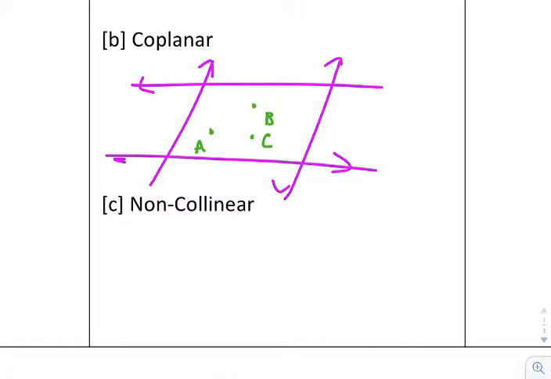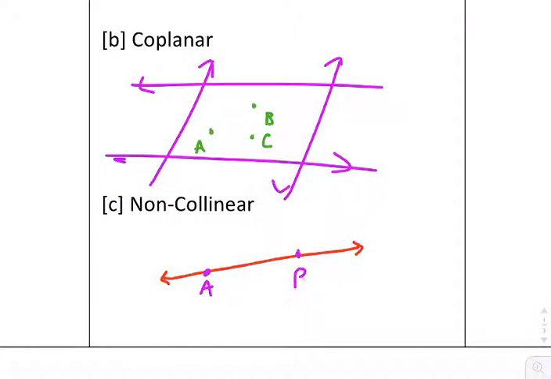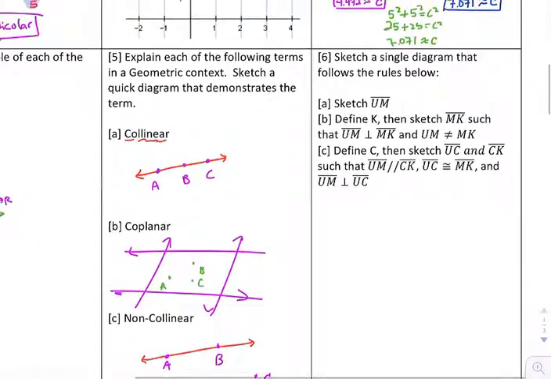Okay. Non-collinear, well, that means that they're not going to be together on a line. So even though we're talking about things that aren't on the same line, we're going to start with a line. So let's say we have A and B; those are collinear, but let's just choose C to be non-collinear. Let's go ahead and take that one off the line, so that would be a non-collinear point.